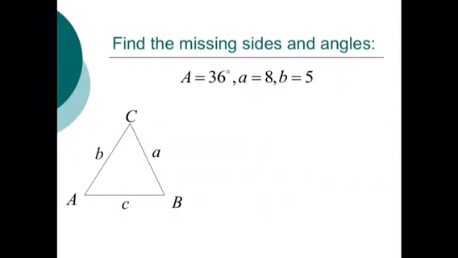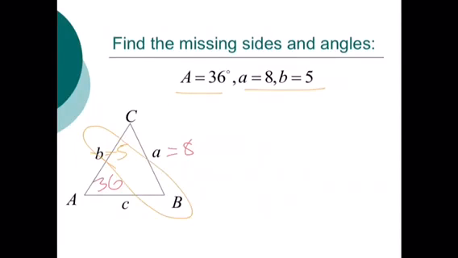Alright, looking at our next triangle, we're going to label what we have. We know that angle A is 36, we know that side A is 8, and we know that side B is 5. Now we know also that we have two sides and one angle, so I then set up my ratio to help me solve for another missing angle. In this case, we're going to solve for angle B to help us complete our set of side B and angle B.